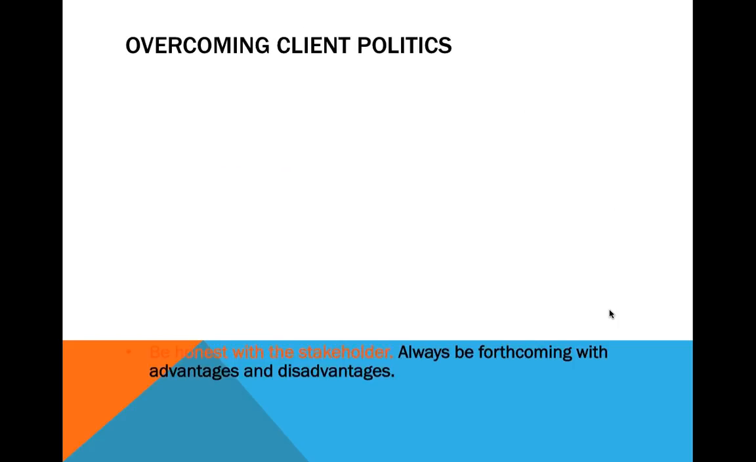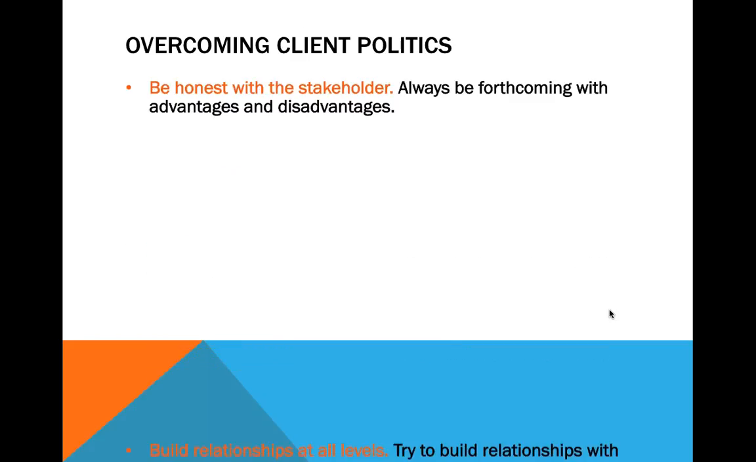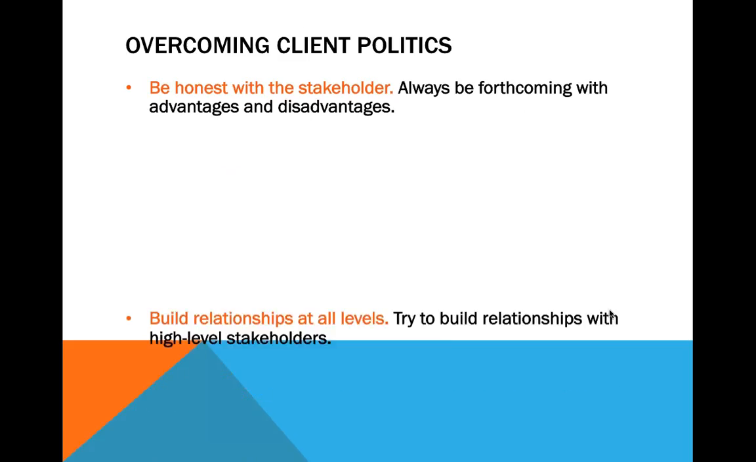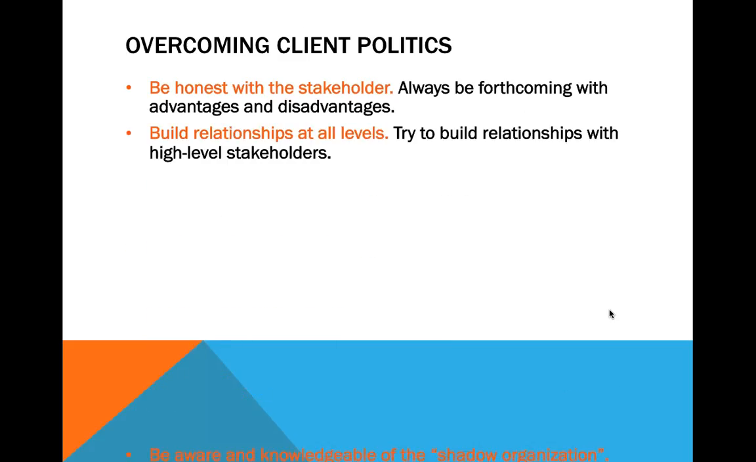Now I'm going to give some methods for overcoming client politics. First and foremost, you want to be honest with the stakeholder. There may be some things that come up that may not work out to your advantage, but you definitely want to let the stakeholder know because not letting them know can fracture trust. And that is one of the most important aspects in dealing with the stakeholder in project management.